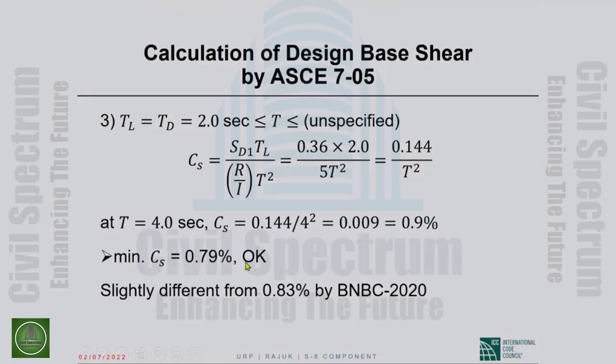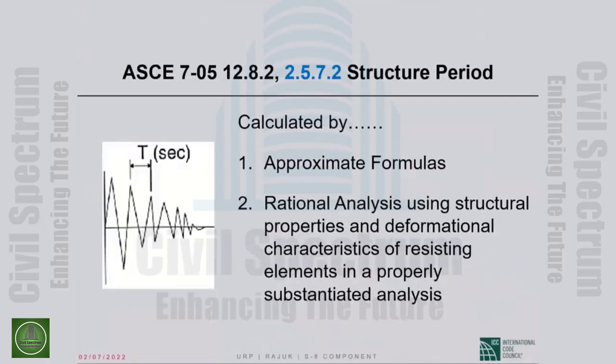Minimum is 0.79%. This is a little bit different from the 0.83% of BNBC 2020, but we found a mistake in the BNBC. Remember the 1.35 versus 1.25. So it will come closer probably to the same number. Okay, so I hope you find these numbers beneficial.